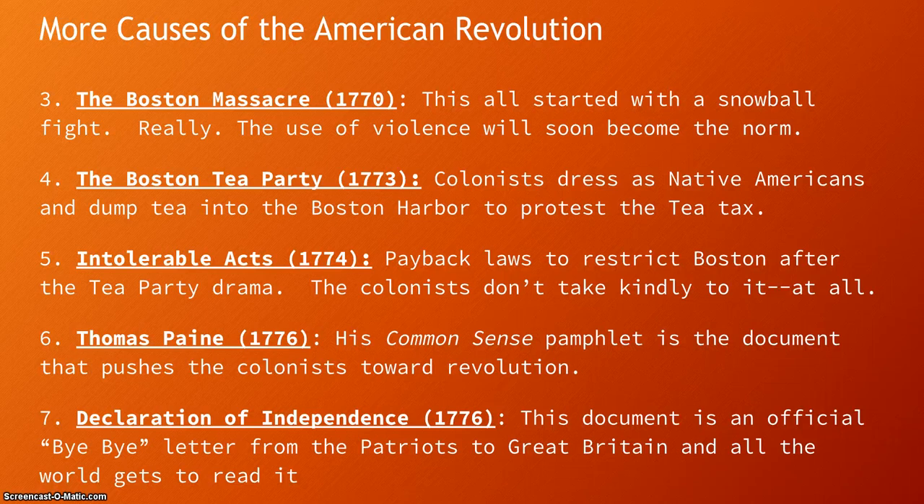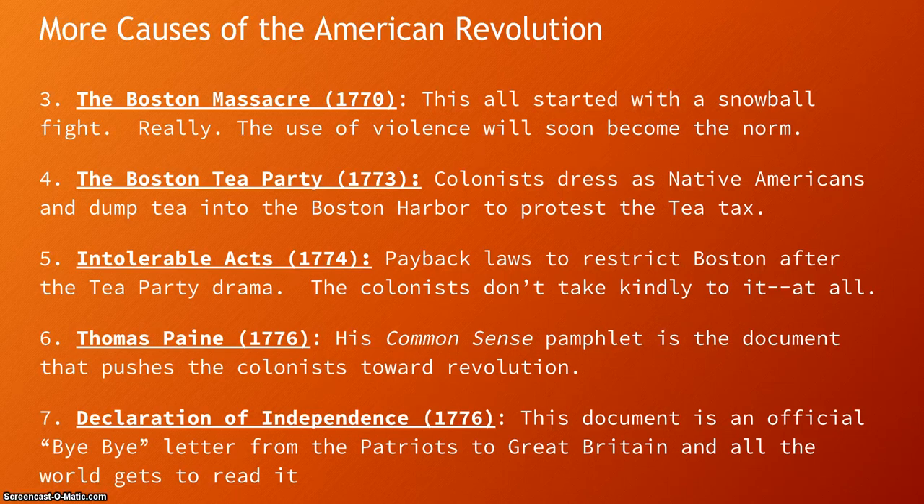That it was not doing them any good, that they were not free. And he uses everyday language, and that's the main reason why it's so effective. When the Patriots hear that, they are galvanized, and they start to take up the cause, and the push for revolution gets louder and louder.